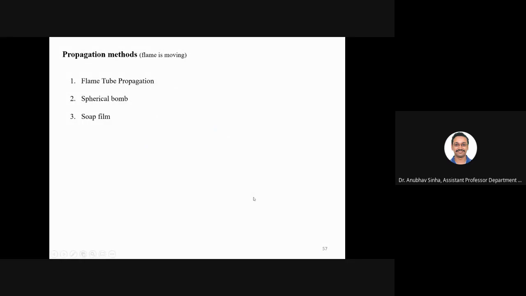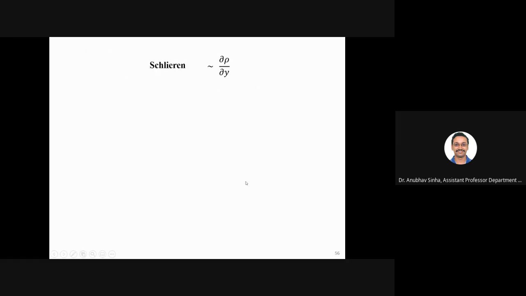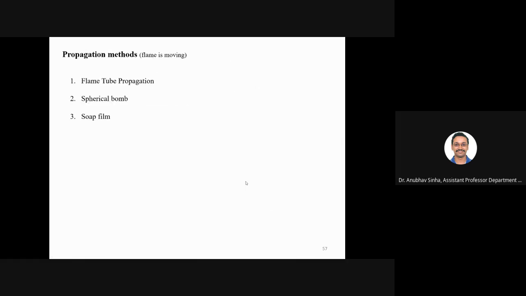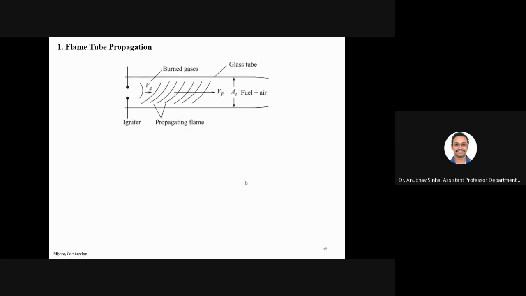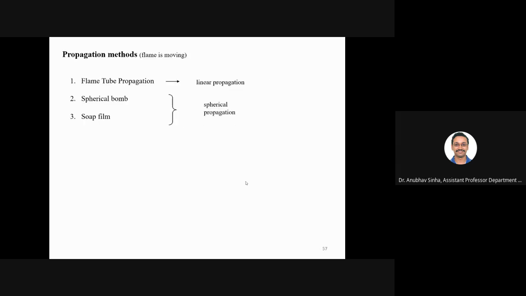Flame tube flame speed measurement, and we looked at what are the various methods available. So we looked into Schlieren, then we talked about flame tube. As we discussed yesterday, we have different methods. Some are propagation methods, some are stationary methods where the flame remains stationary.